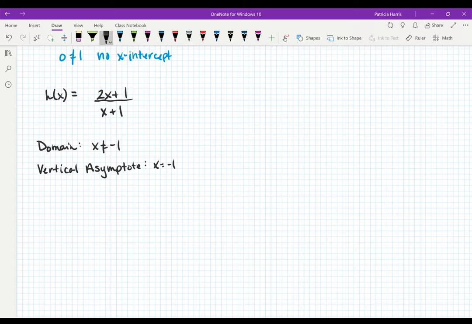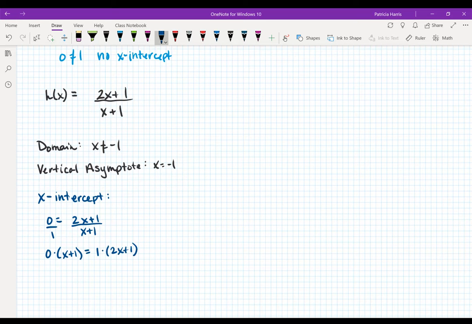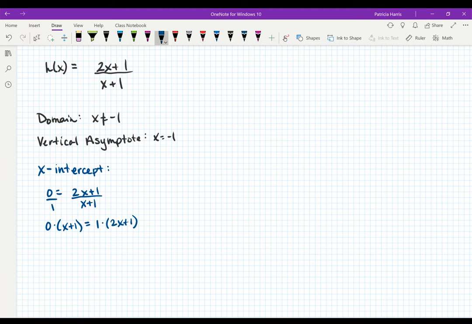So, next thing I should find is probably an x-intercept and a y-intercept, yeah? So let's try to find an x-intercept. Okay, remember when you find an x-intercept, you set your y equal to 0. Let's see what happens. So again, we're going to cross multiply. So 0 times x plus 1 equals 1 times 2x plus 1. So now that side goes to 0, 2x plus 1.